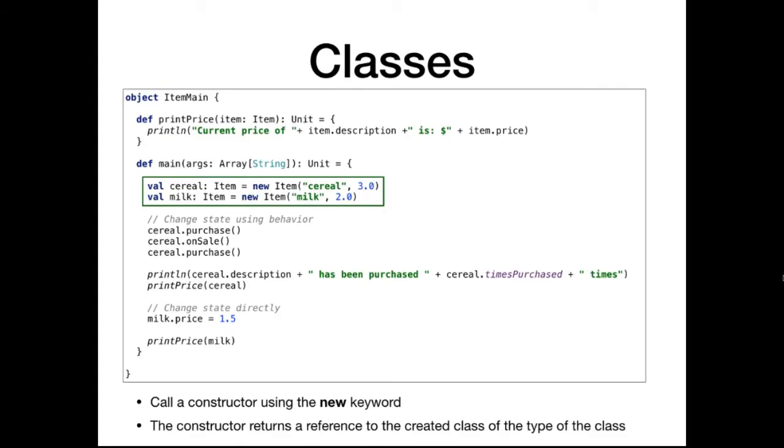So let's see how to use this class. That's how we define the class. We defined an item. It has a description. It has a price. It tracks the number of times it was purchased, and it has two methods for its behavior. Now let's use these things and see what we're going to do with that class.